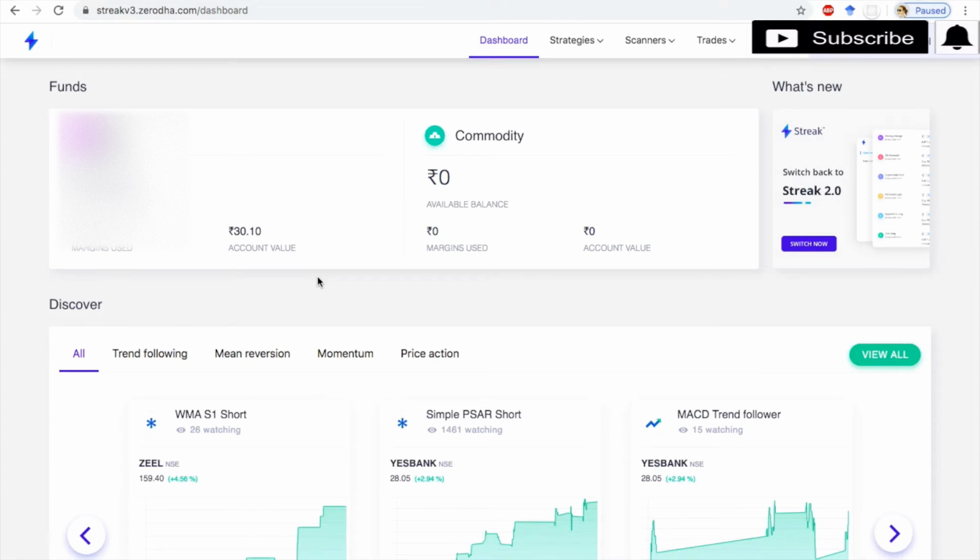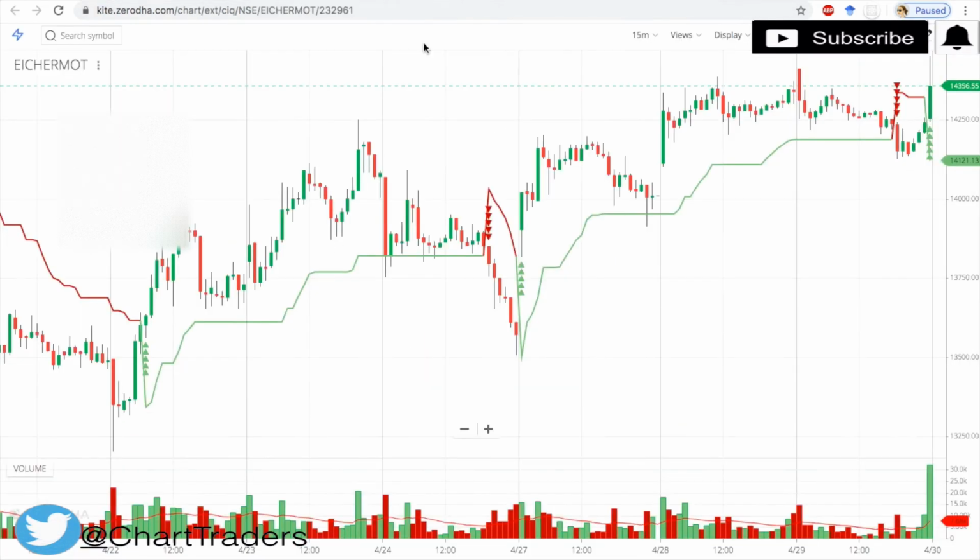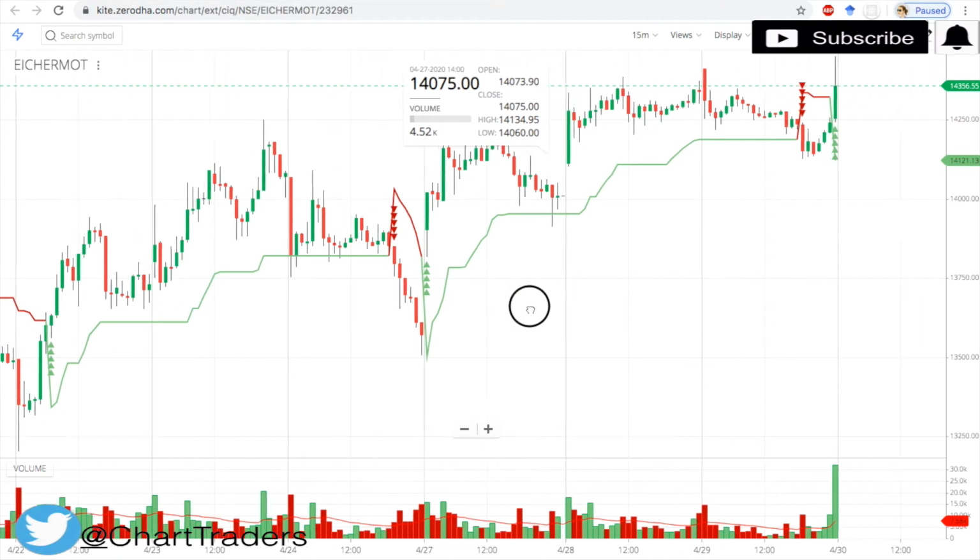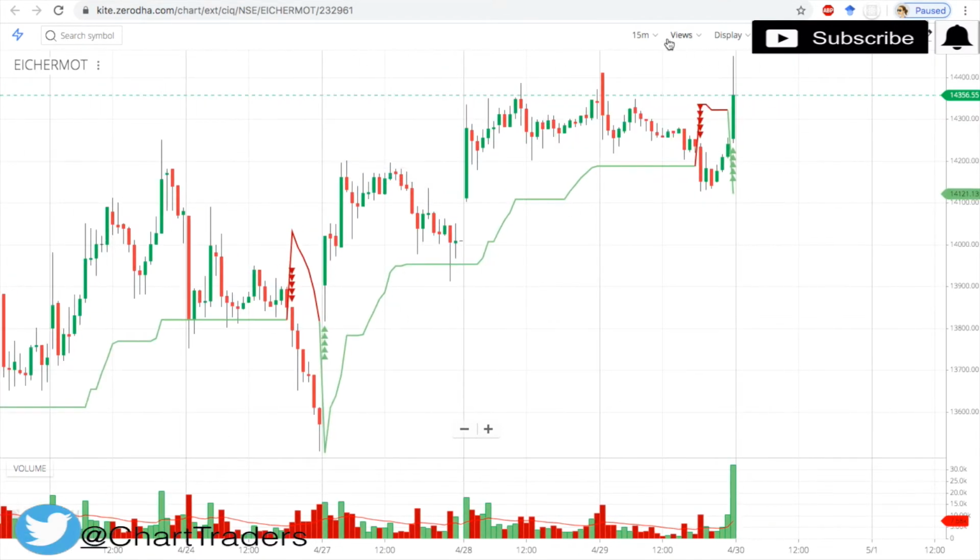Welcome to Chart Traders. Today I am going to build a scanner that is based on price and volume breakout. For example, consider this chart as shown in the figure, that is a chart of Acer Motor on a 15-minute timeframe.